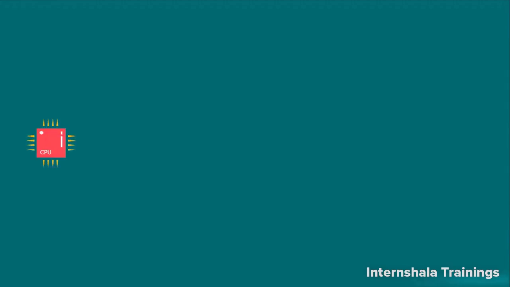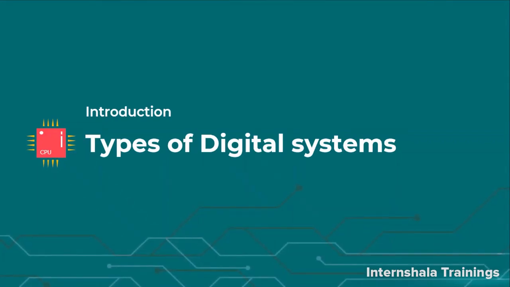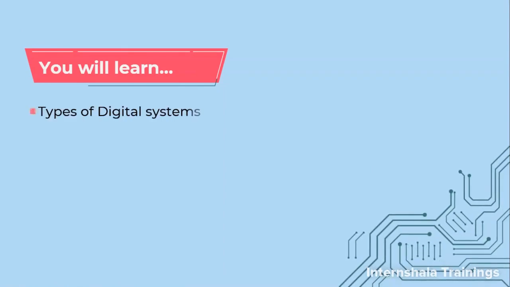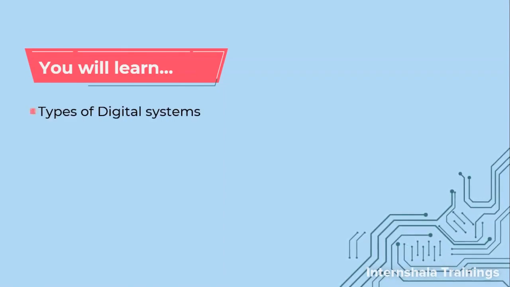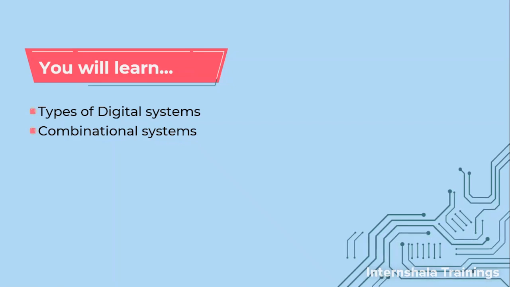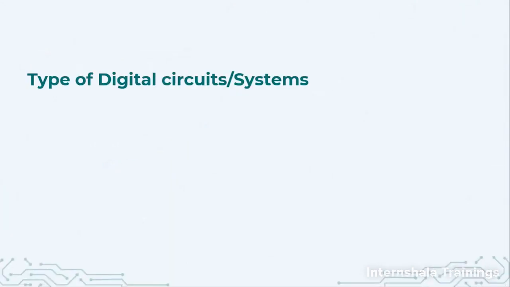Hello students, welcome back. So now we are going to talk about the types of digital systems that we have and that we are going to implement in this training program. So in this video, we are going to talk about the types of digital systems. There are two main categories. The first one is combinational systems and the second one is sequential systems. So let us get started.